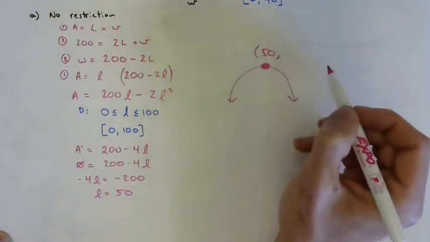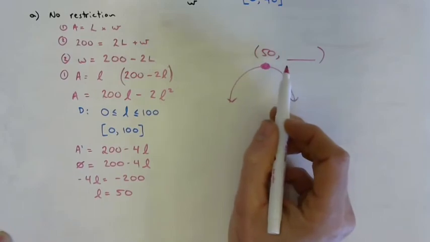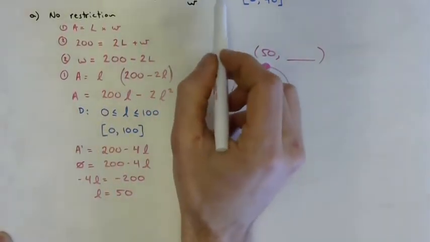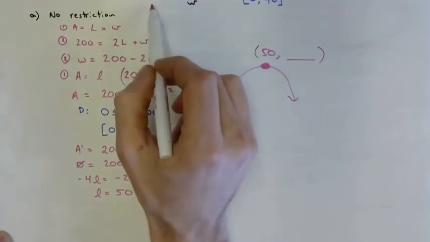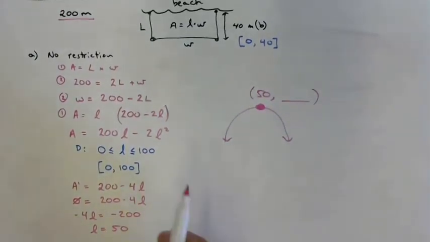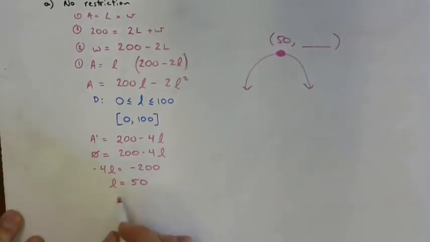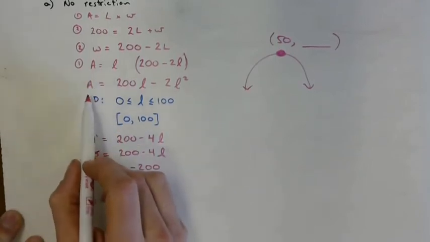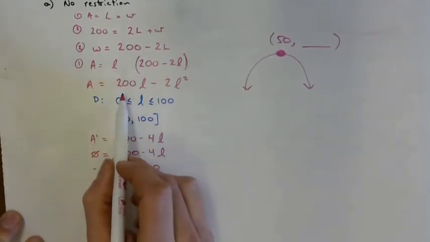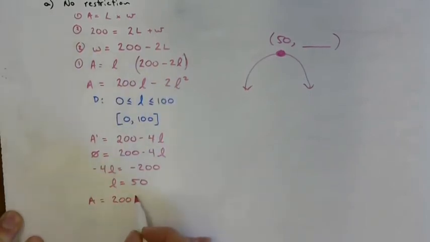which gives us the L coordinate, and we still want to find out what the area of the enclosure is when L is 50. So that would be 50 by 100, right? 50 by 100 and another 50 there. Oh, can't even see what I'm doing. 50 by 100. So in order to get that, we take that value and put it back into the original area function in terms of L. So we've got 200 times 50 minus 2 times 50 squared. And we end up with an area of 5,000 meters squared. Sorry.